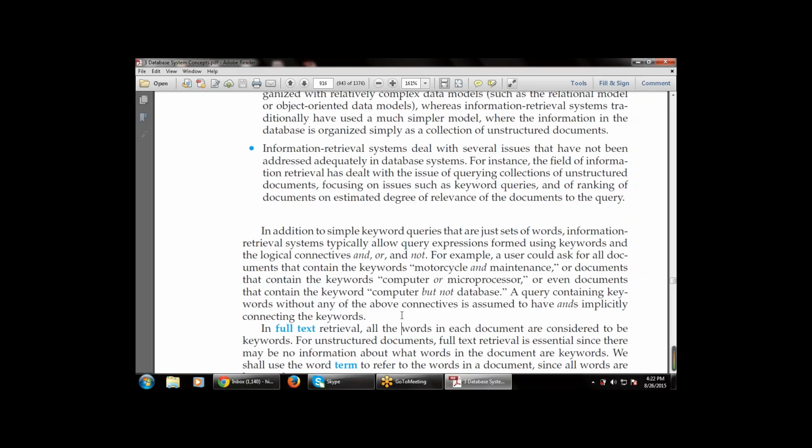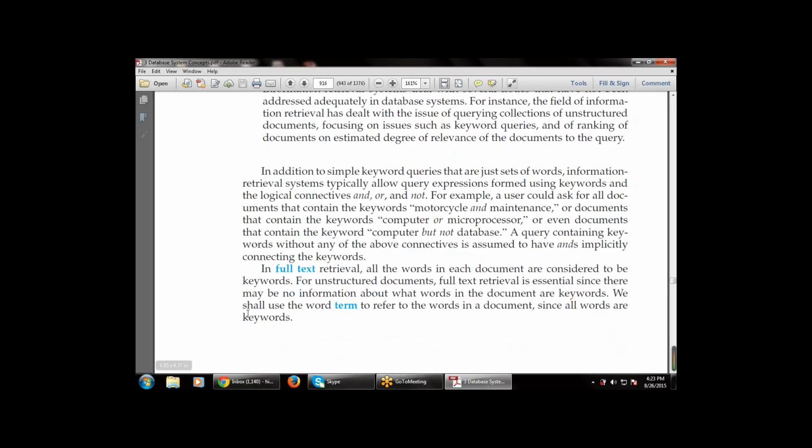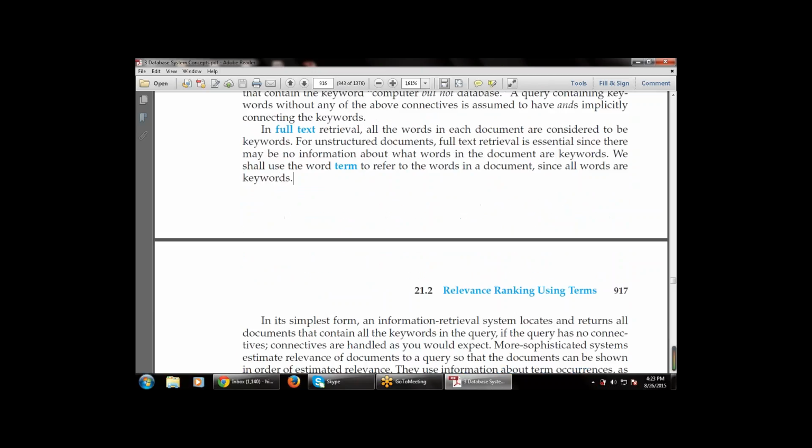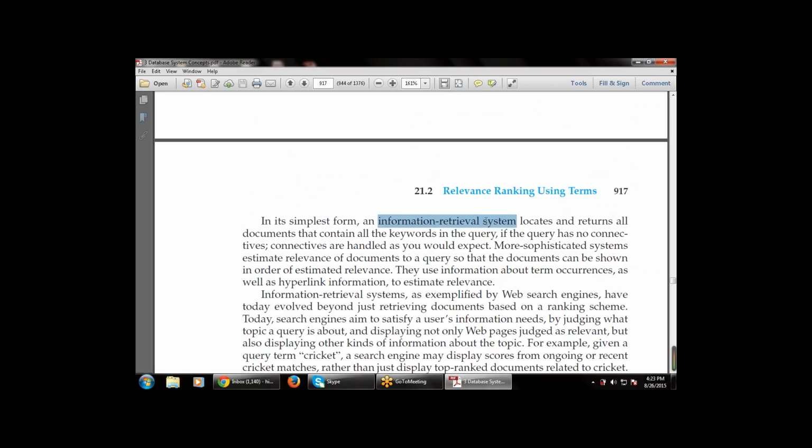We shall use the word term to refer to the words in a document, since all words are keywords. In its simplest form, an information retrieval system locates and returns all the documents that contain all the keywords in the query. If the query has no connectives, the system handles it as an implicit and, and more advanced systems handle more expectations than simple database systems.